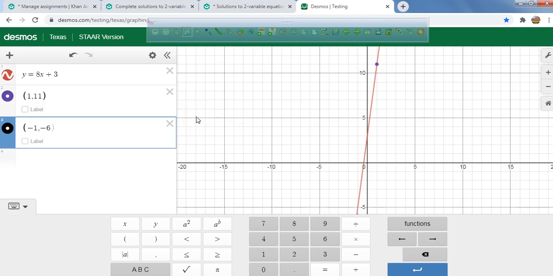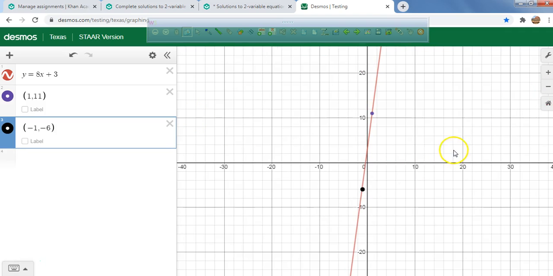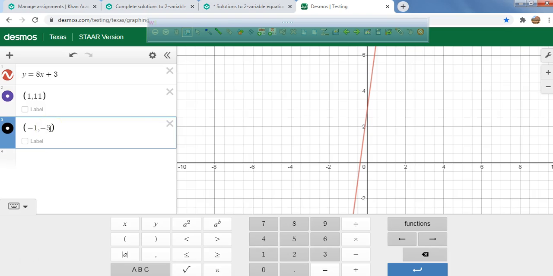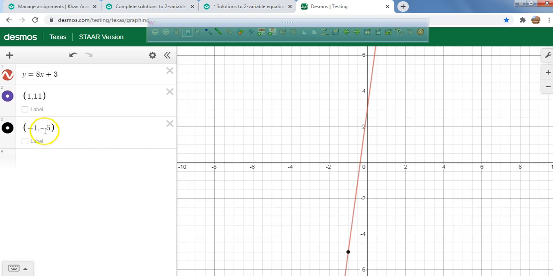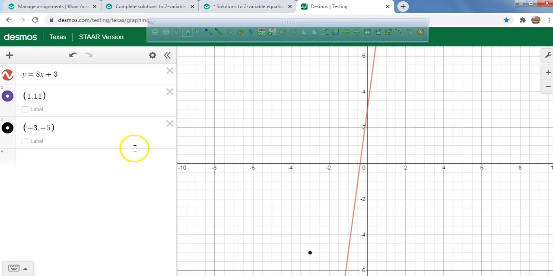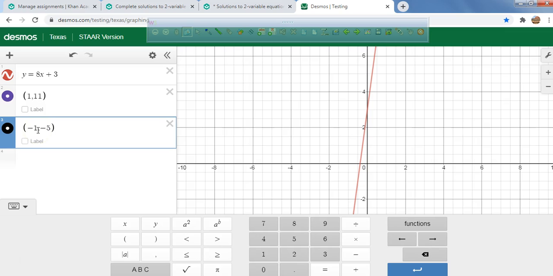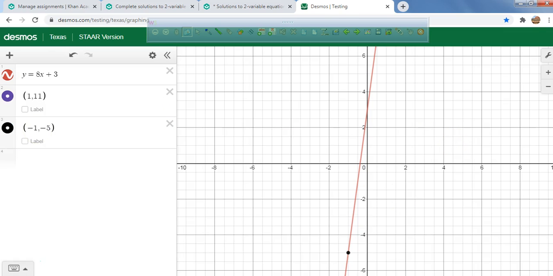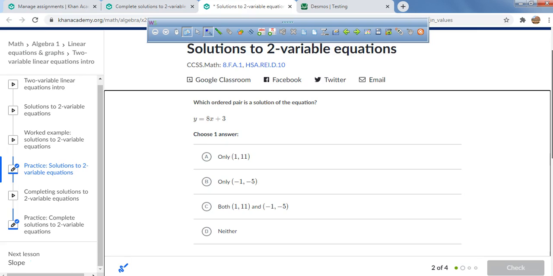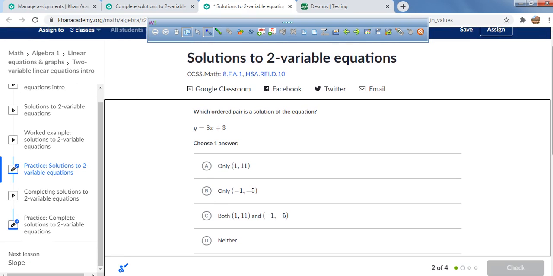Look, if I put a negative 6, I zoom out, you can clearly see, oh, even though it looks like it's on the line, it's not. But negative 1, negative 5 is. Just like if you put negative 3, negative 5, you can see that's not on the line. So that's not a solution, but this is a solution. Right there. Now that's not what I want you to be able to do. I want you to be able to simply plug these numbers in and solve for them just by hand without use of technology. But I wanted to also show you how to use technology to check your answer.